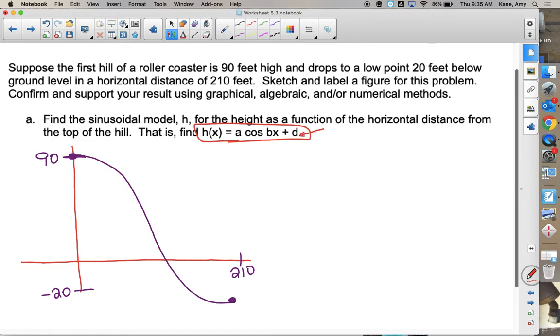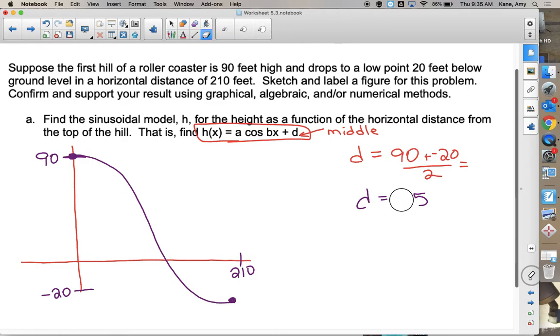Yeah, so D is the middle of the graph. That's the sinusoidal axis. So how can I find the middle of the graph? Add them together, divide by two. So the D value is the middle of the graph, the sinusoidal axis, the center of the graph. What is D? 25? 45? 35? Oh yeah, my bad. There we go. 35 would be the center of our graph.